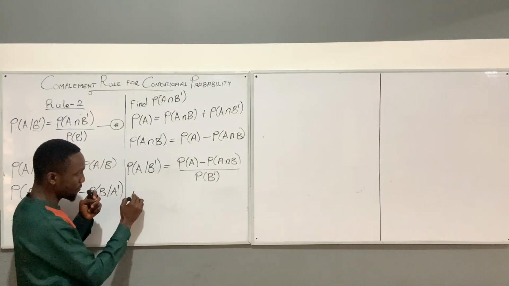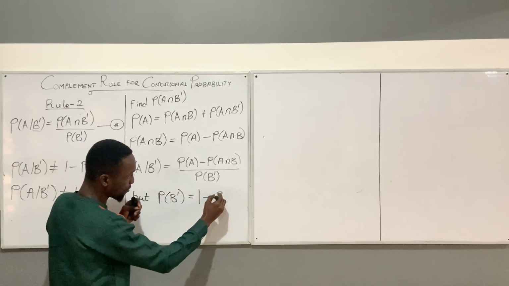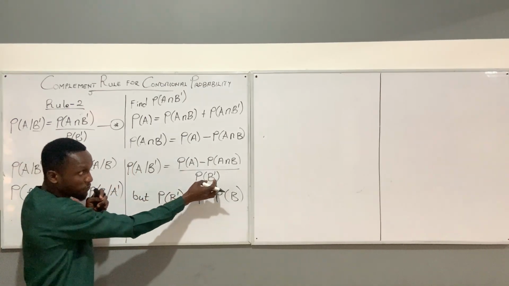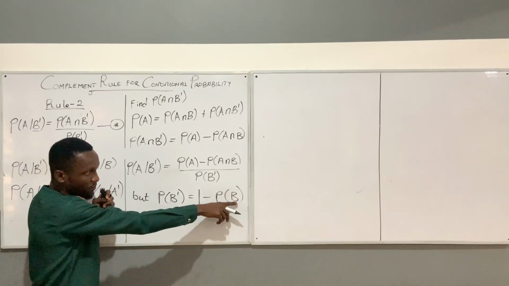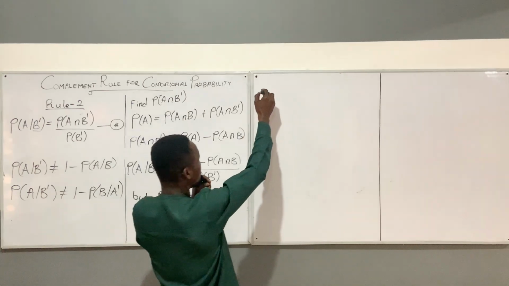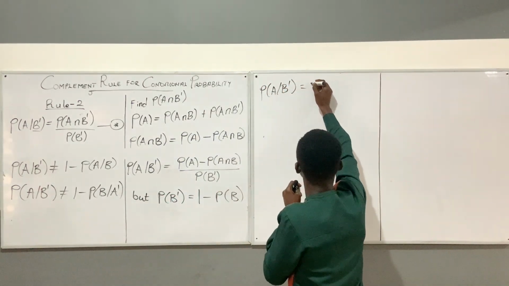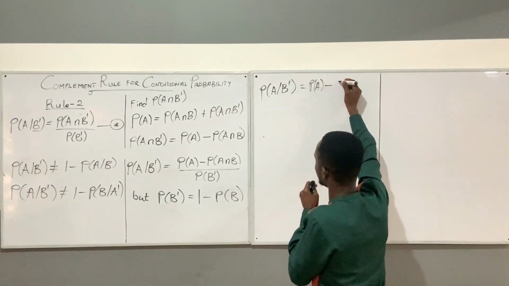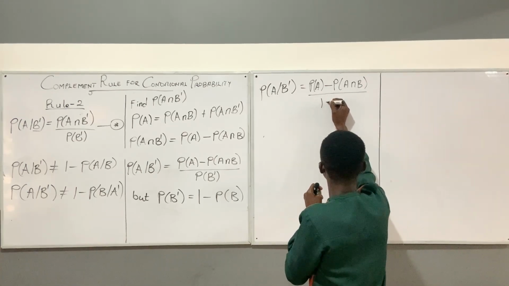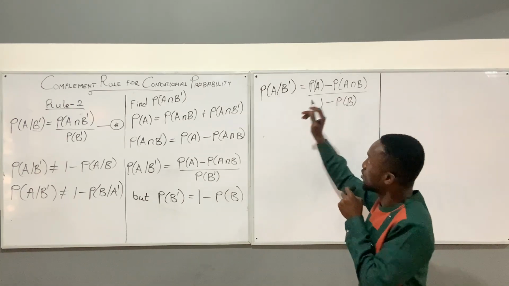So we can say that the probability of B complement is equal to 1 minus the probability of what? B. And this is another formula that holds. That will help you to find the probability of B complement if the probability of B is given to you. When we substitute this into the formula, then we have the probability of A given B complement giving us what? P of A minus P of A intersection B out of 1 minus the probability of what? B. And this formula can also help you to solve for this.